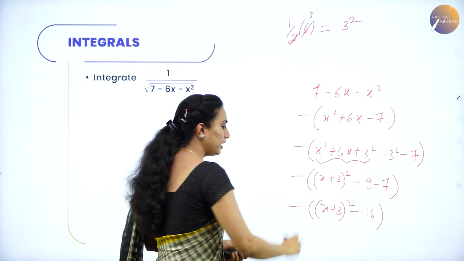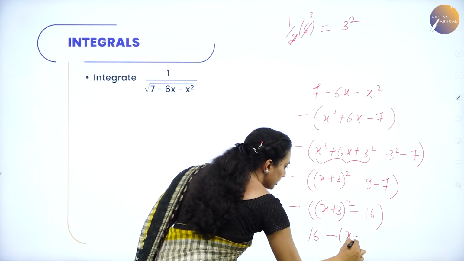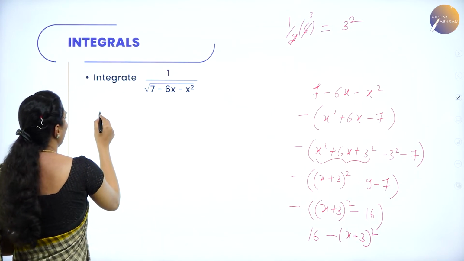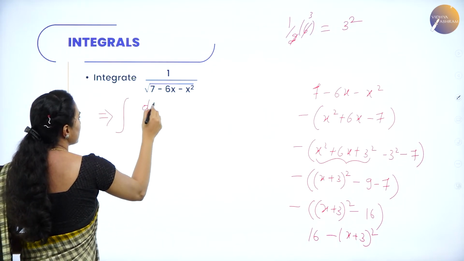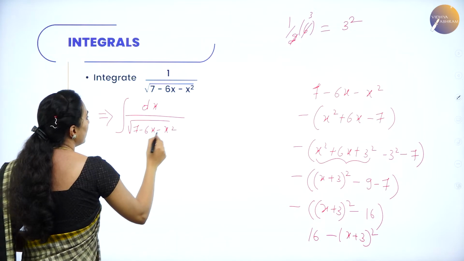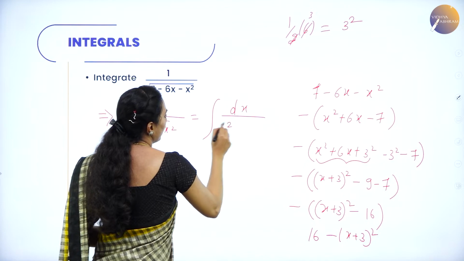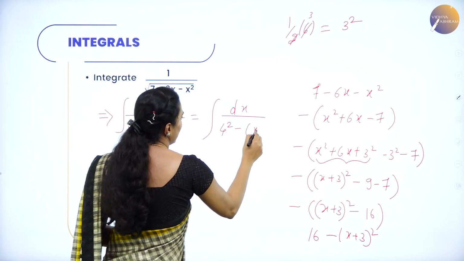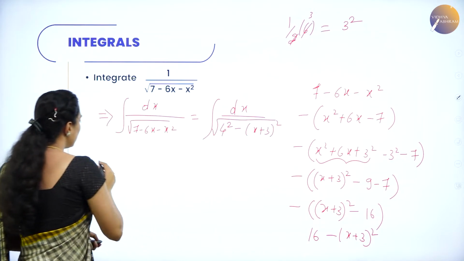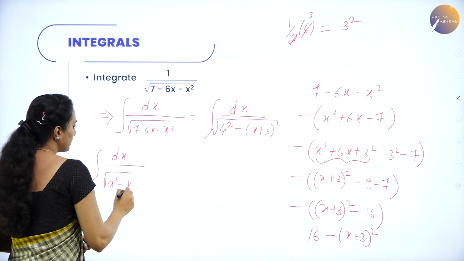Correct? So multiplying by the minus, what happens there? First 16 will come, 16 minus (x plus 3) whole squared. Otherwise 16 can be written as 4 squared. Therefore writing this under the root, integral of dx divided by under the root of 7 minus 6x minus x squared can be written as integral of dx divided by under the root of 4 squared minus (x plus 3) whole squared. And this is in the form of integral of dx divided by under the root of a squared minus x squared.